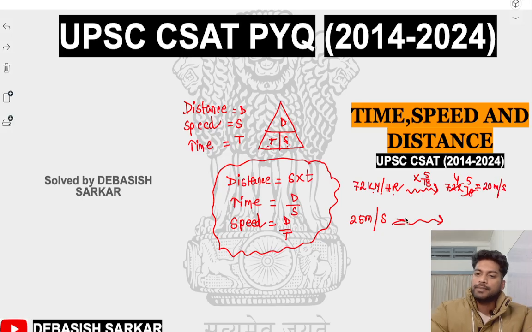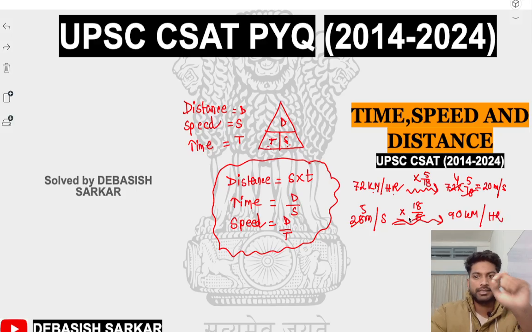If I say 20 meter per second converted into kilometer per hour, you have to multiply by 18 by 5, just the opposite. So 5 and 5 cancel, and it's 18 into 5, which is 90 kilometer per hour. So just remember these things: formulas and conversion. Though in this last 10 years question paper you don't need the conversion, you just need the formulas. And one more thing you have to remember, we'll discuss it in the question.